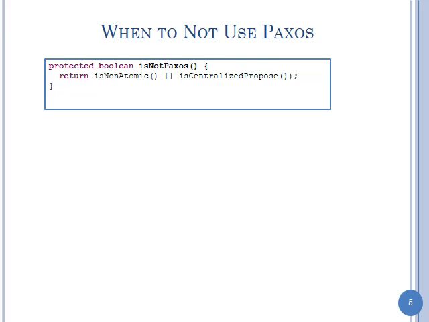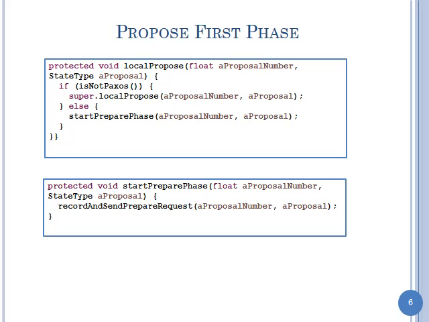Okay. Let's start with the basic operation of propose. Remember, propose can be either remote or local. And if it's remote, we don't have to worry about it in Paxos because we're looking at the basic Paxos algorithm, which has no centralization. So if it's local, then again, we don't really have to use Paxos. If it's not atomic, then we can just call the superclass method. Otherwise, we start the Paxos algorithm.